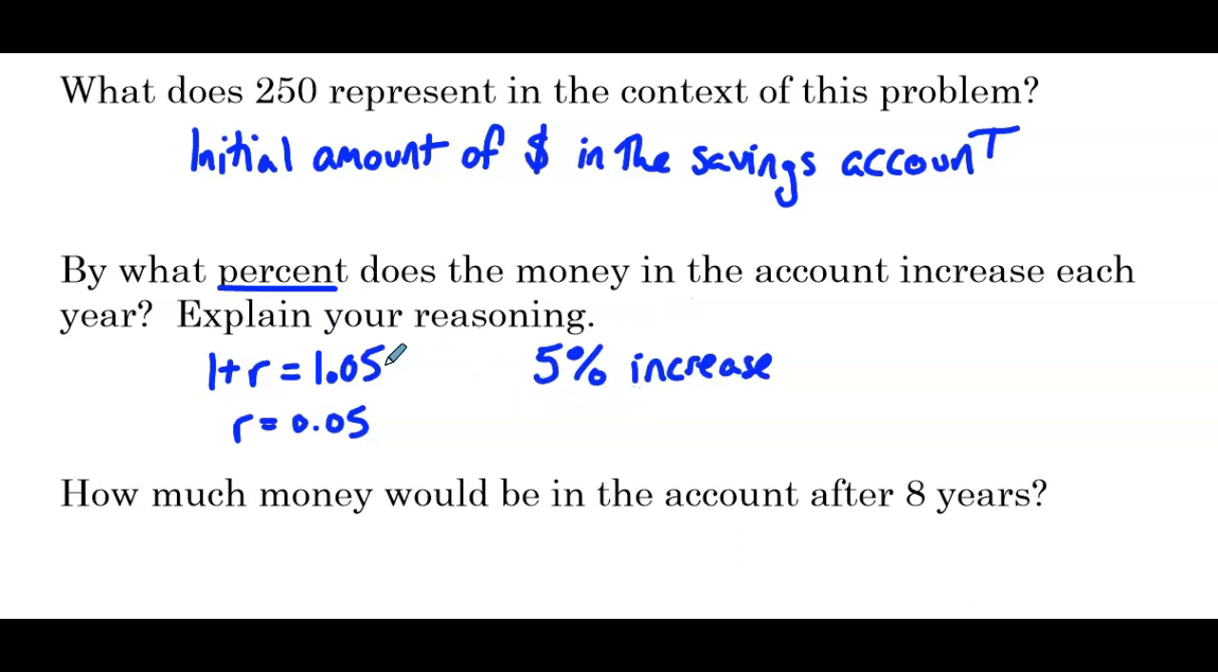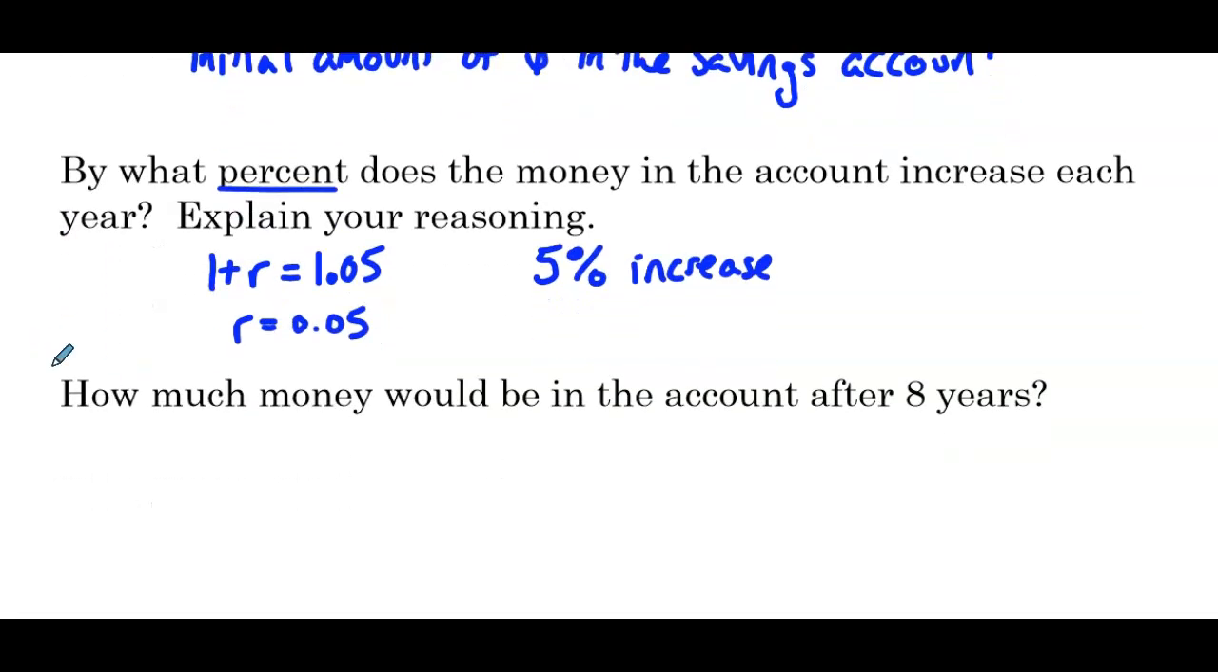And our reasoning is because 1.05 is greater than 1, and we set it equal to 1 plus r to solve for our percent growth. How much money would be in the account after 8 years? So we're looking for a of 8, so that equals 250 times 1.05 to the 8th.